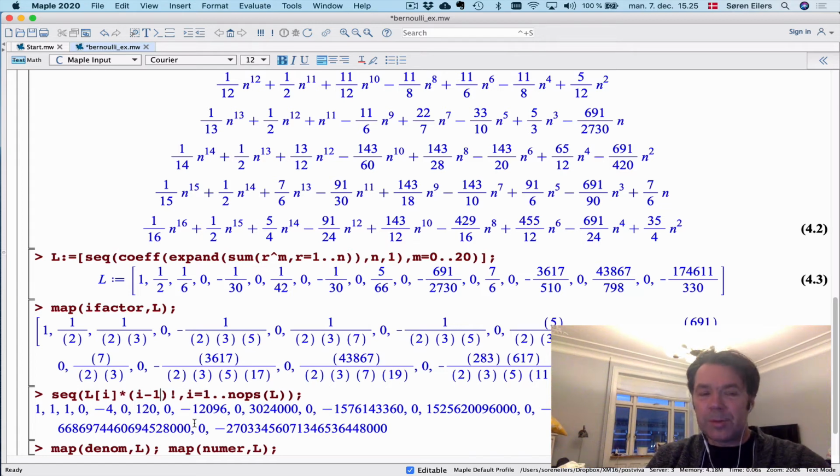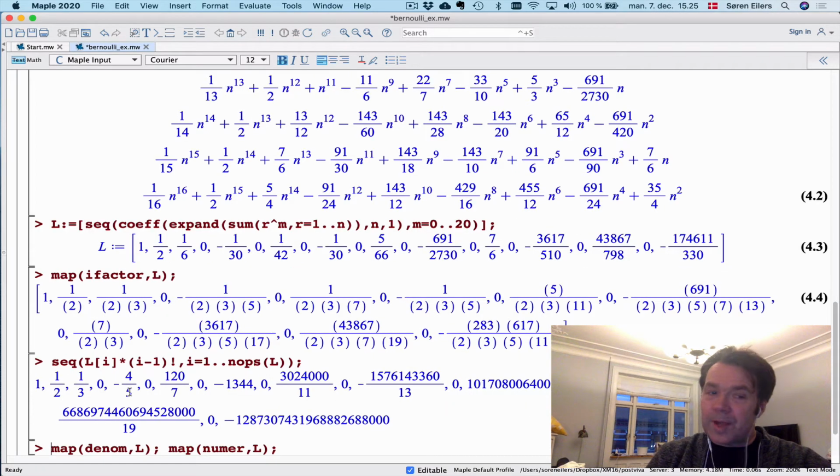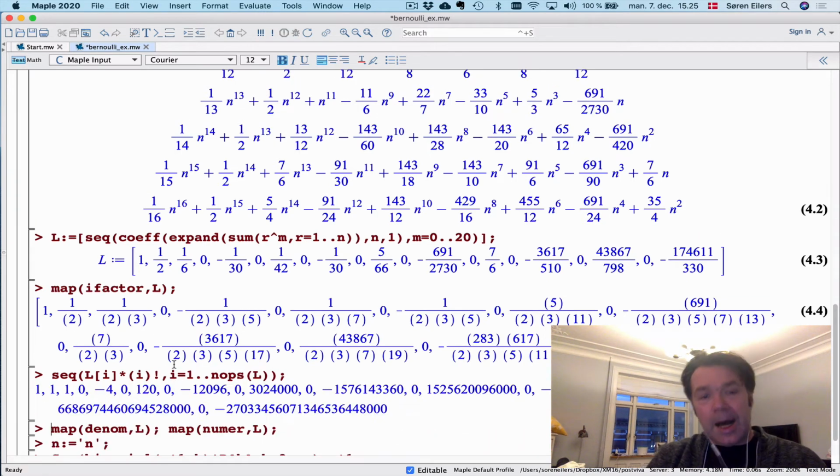Actually it probably would have been a little bit more natural to look at i minus 1 factorial, because the entry number 1 in my list corresponds to the power 0 in the function over here. So actually the entry at i corresponds to the power i minus 1. I've tried that, but it didn't give me an integer, as you can see, so I had to go up to i. And then I can take this data and try to feed it into the online encyclopedia.